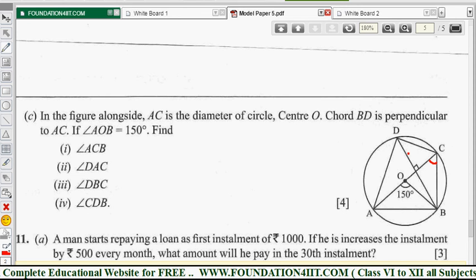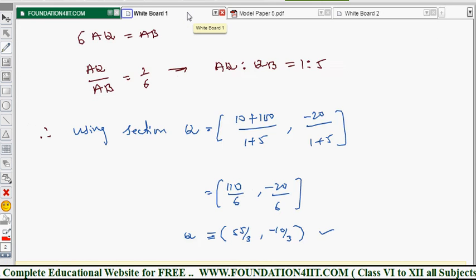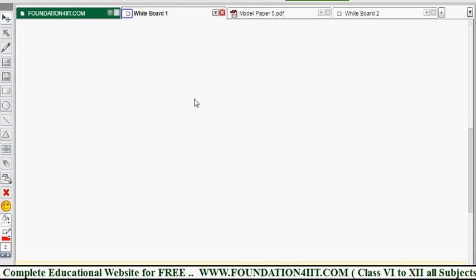And DAC, this angle. And angle DBC, right? This angle also, and angle CDB. These 4 angles you need to find out. For this you will use the angle at the circumference is equal to half the angle at the center, that rule. And angles subtended by the same arc in the same segment are equal. These 2 properties only will apply to solve this. Let me draw the diagram and show.